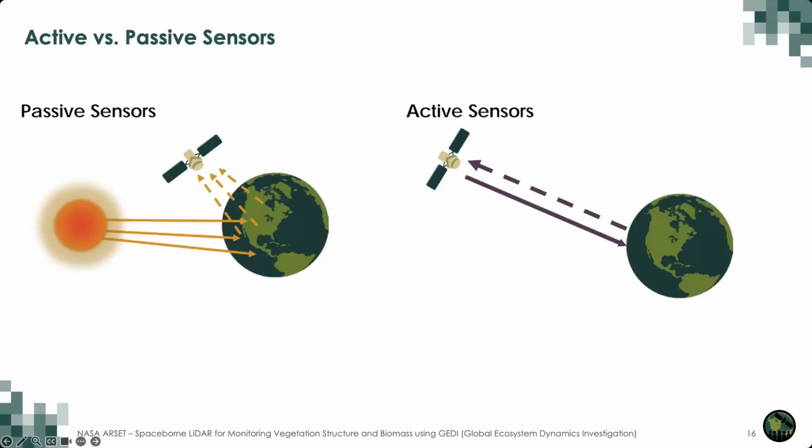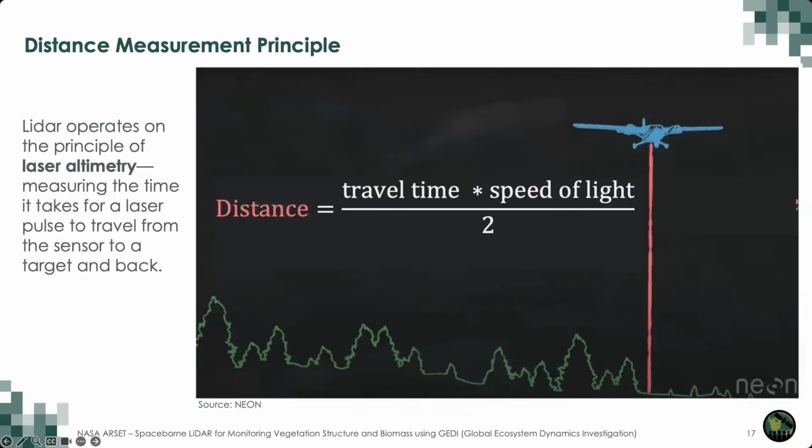In contrast, active sensors generate their own electromagnetic energy and measure the signal returned from the target. LiDAR, which is short for light detection and ranging, is an active remote sensing technology that uses laser pulses to measure distances and properties of objects and surfaces. LiDAR operates on the principle of laser altimetry, measuring the time it takes for a laser pulse to travel from the sensor to a target and back.